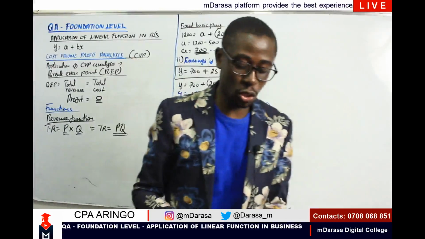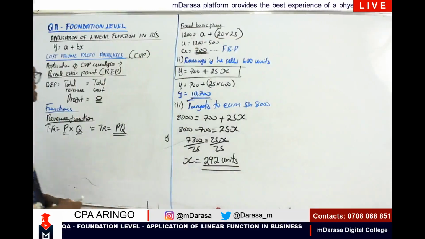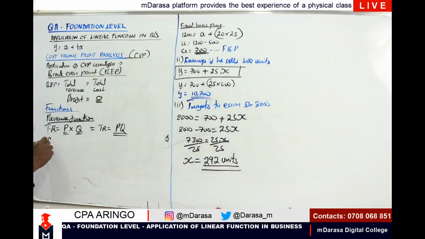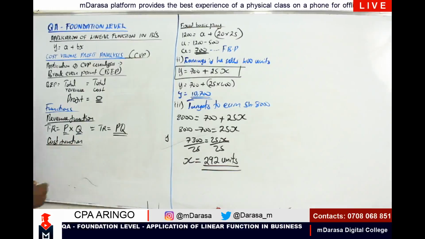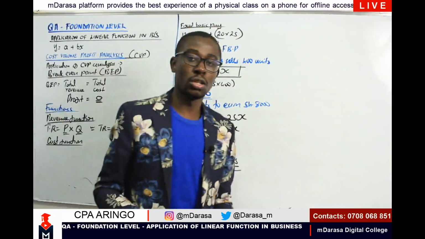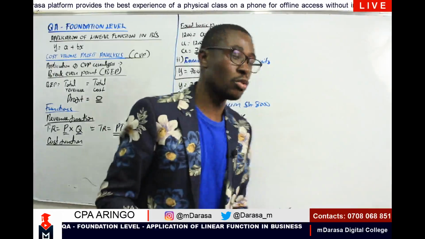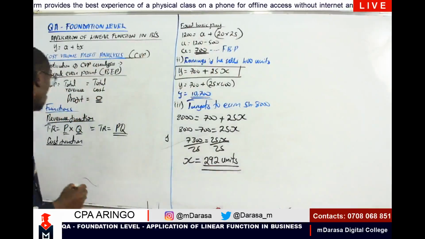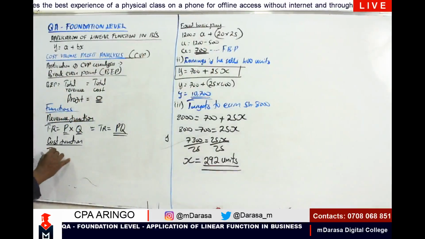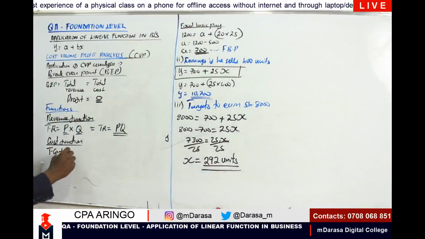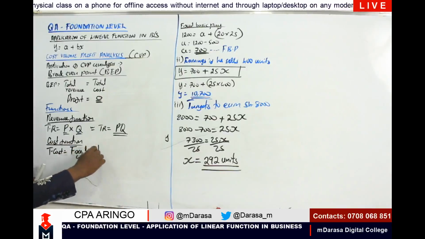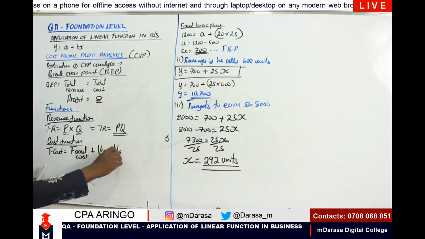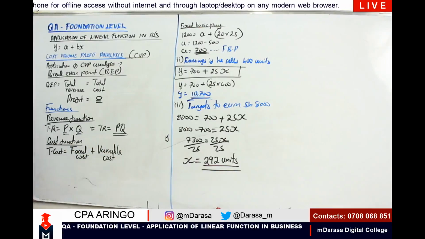The second equation is the cost function. How will we determine our cost function? To determine our total cost, we recall that we talk about our fixed costs plus variable cost. Fixed cost plus variable cost will give us our total cost.